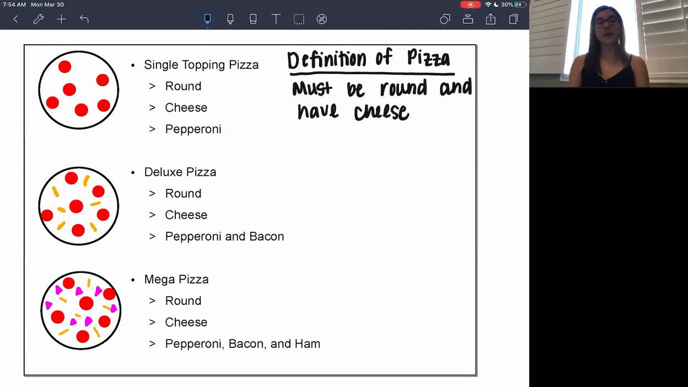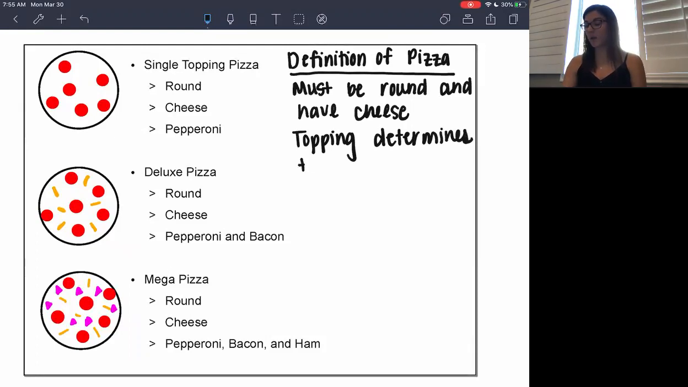But it looks like I can really have a variety of toppings and it's still a pizza. As long as I have at least one topping, it seems like, then I'm a pizza. The type of topping doesn't seem to matter, whether it's bacon, ham, or pepperoni. If you change the toppings, it just seems to change the type of pizza. So the topping determines the type of pizza, but it doesn't make a pizza. So if I wanted to tell the difference between one pizza and another, all I'd have to do is look at the toppings.